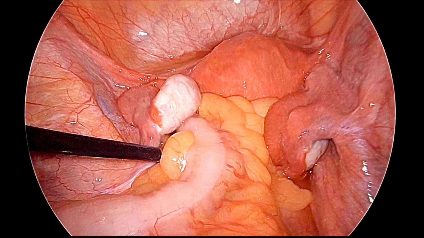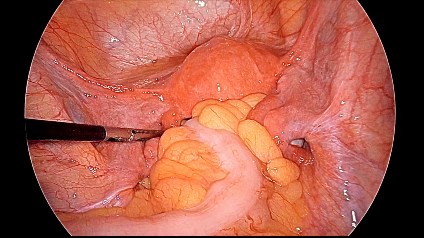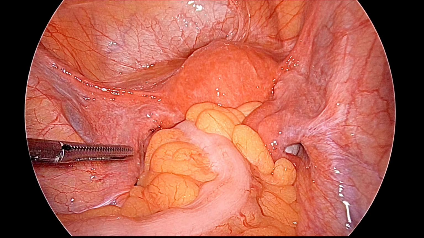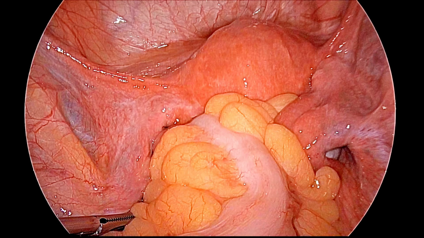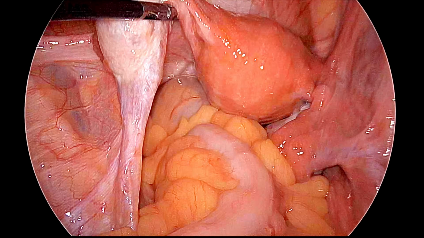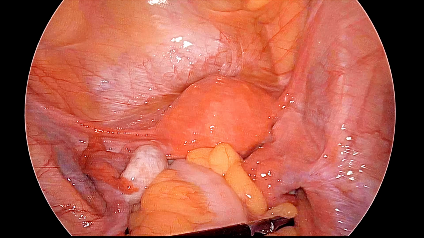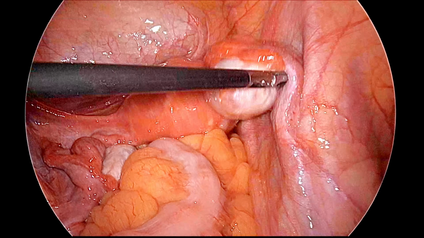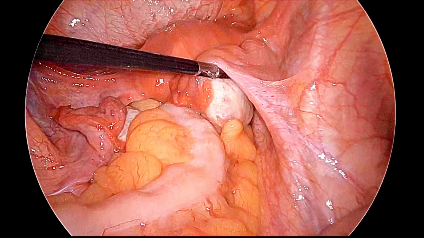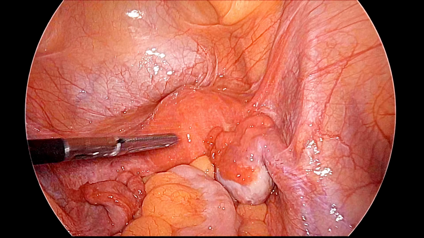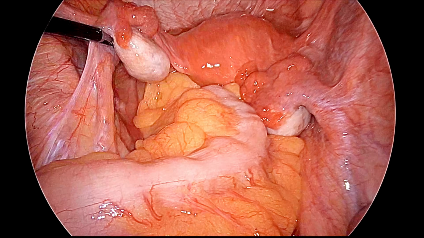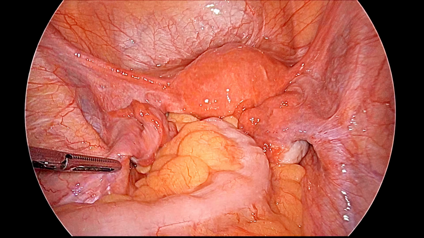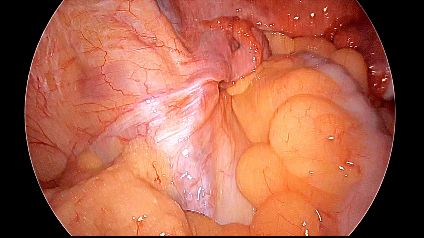So everything is fine. The anatomy looks good. There is no endometriosis, no other pathology, no adhesion. This is the left ureter. So this is the right ovary, which is fine, and the right tube also looks very good. This is the IP ligament of the left side. The left ovary also looks very good, and this is the left ureter.